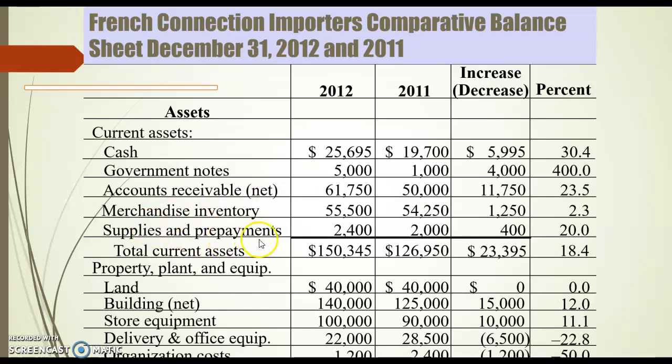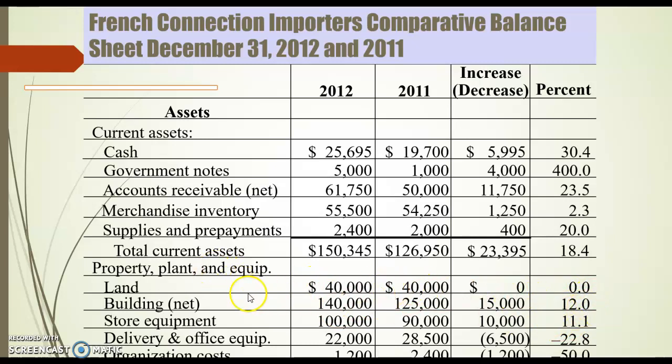All right, supplies and prepayments is a small dollar number. So even though it's a high percentage, we won't investigate that. Okay, here we have land, building, store, and delivery equipment. Okay, those are all big dollars. And everything except delivery and office equipment, the land didn't go up.